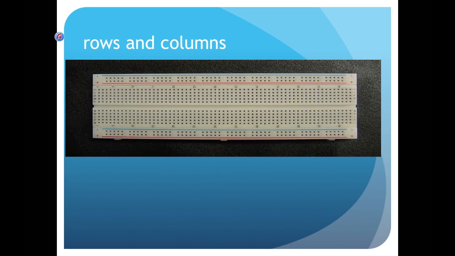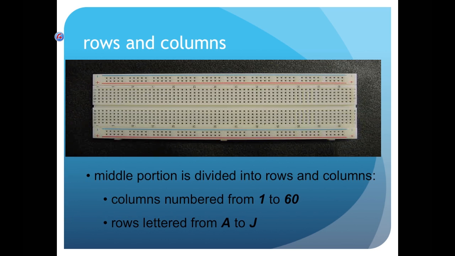All right, it's also broken up into what are called rows and columns. So the middle portion is divided into columns that are numbered from 1 to 60, and you can see that those columns travel in a vertical fashion, much like if you look at an Excel spreadsheet, you've got rows and columns in there. I believe in Excel the top columns are lettered and the rows are numbered, whereas in a breadboard, they're opposite. And you can see that in the bottom as well. Okay, they're also numbered and lettered here.